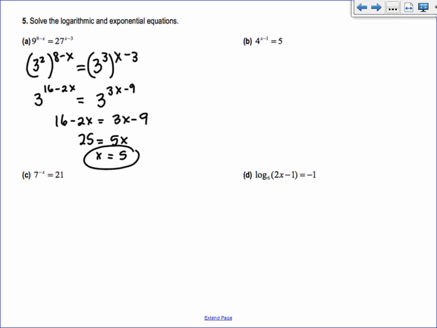But if we don't have things that we can get to be the same base, we have to do a different method. Okay, so we can't get 4 and 5 to have the same base. So you could do one of two things. You could switch forms. So if you switch forms, it's log base 4 of 5 equals x minus 1. Do you guys see that? 4 to the x minus 1 equals 5. Yep, you do your change of base. So you'd have log of 5 over log of 4 equals x minus 1. You'd find this on your calculator.